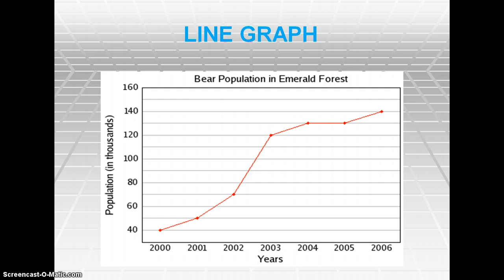Another type of popular graph is a line graph, represented here. The title of this is Bear Population in Emerald Forest. And by looking at the line here and the steady increase each year, with the exception of 2004 to 2005, students will clearly be able to see the rise in population of bears throughout the decade of 2000.